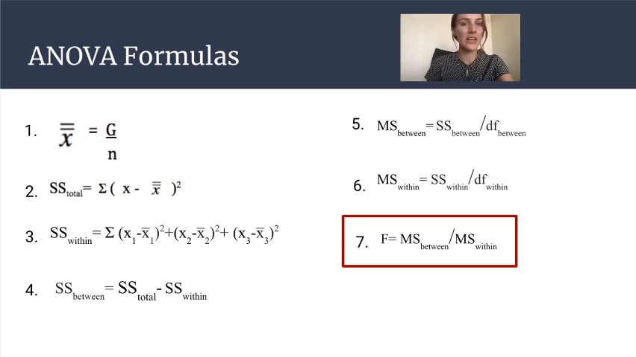But we're ultimately trying to calculate an F statistic. So we've had Z, we've had T, now we're on to F. We're looking for an F statistic. So I'm going to go ahead and just talk through these formulas a little bit.